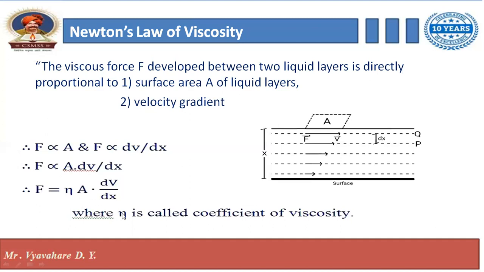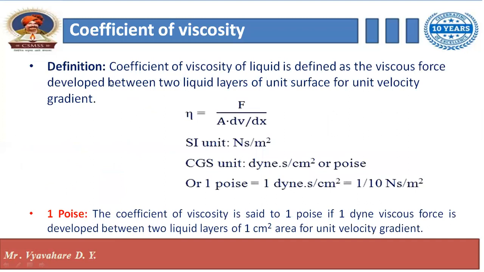We eliminate the proportionality symbol and introduce the coefficient of viscosity eta. So F is equal to eta A dV by dx, where A is the area of the surface and eta is called the coefficient of viscosity. The coefficient of viscosity of a liquid is defined as the viscous force developed between two liquid layers of unit surface area for unit velocity gradient. So eta is equal to F by A into dV by dx, and the unit of coefficient of viscosity is Newton second per meter square.